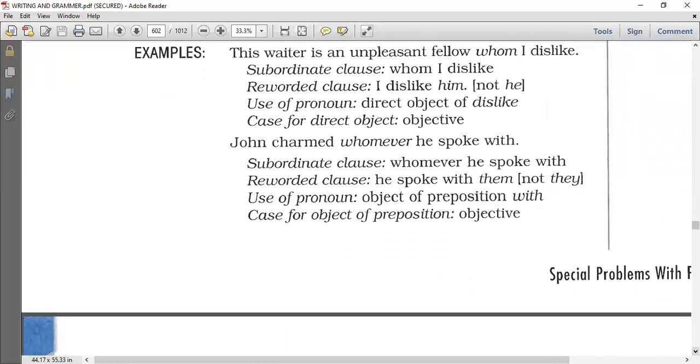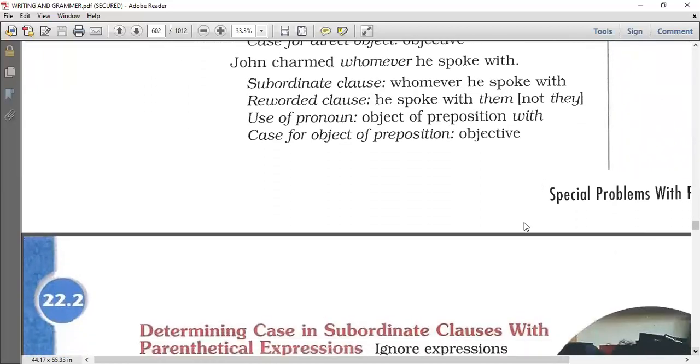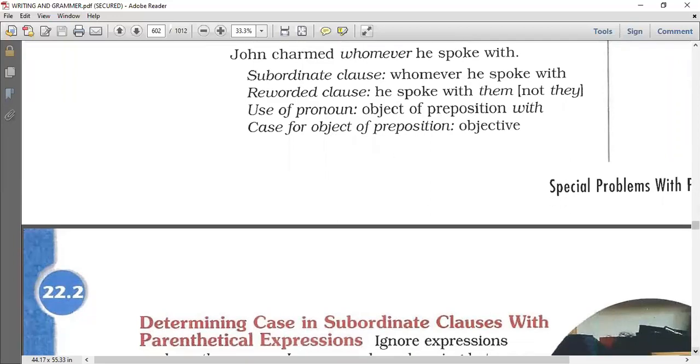John charmed whomever he spoke with. Subordinate clause: whomever he spoke with. Reworded clause: he spoke with them. Use of pronoun: object of preposition with. Here the case for object of preposition is objective.